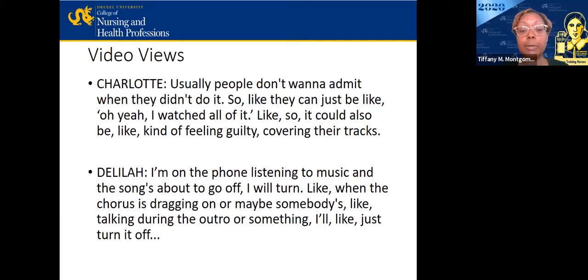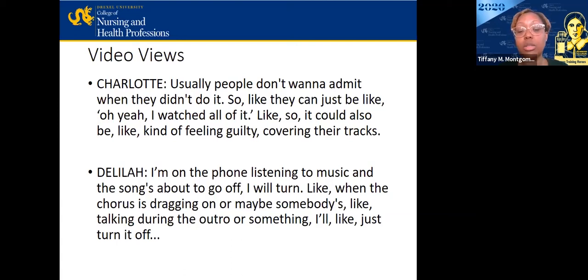Charlotte was saying, usually people don't want to admit when they don't do something. So they might have said they watched all of it when they really didn't, because they didn't want to look like they didn't watch anything. They were covering their tracks. And Delilah made a really good point. She said, "If I'm on the phone listening to music and the phone's about to go off, I'll turn the station or turn it off."